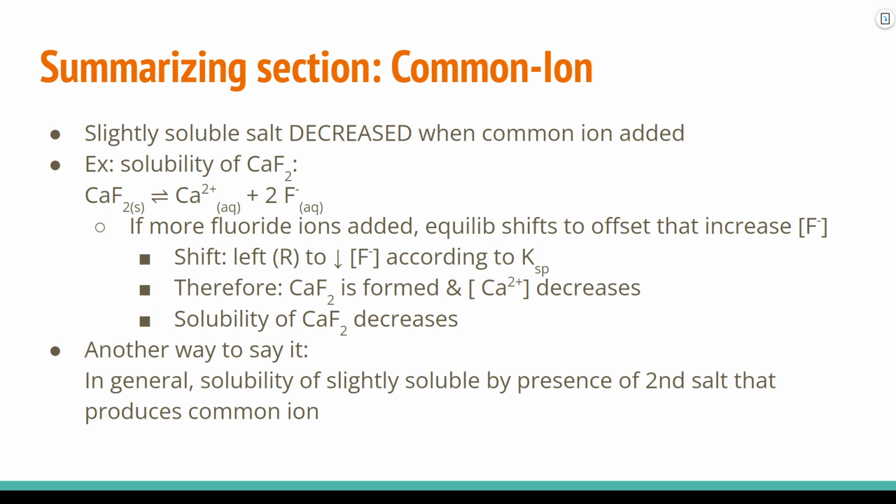means I need to shift to the left, the reactant side, aka I need to increase the rate of the reverse reaction in order to decrease the fluoride ion concentration. That's based off the KSP. And so because of that, I'm going to make more calcium fluoride as a solid. And so my calcium ion concentration is decreasing. And so therefore, the solubility of the salt is decreasing because you're making more of that salt because you're compensating for the extra ion.